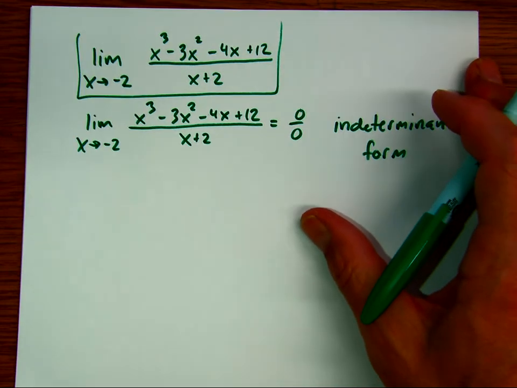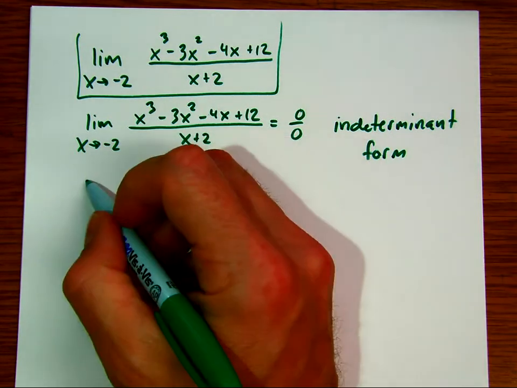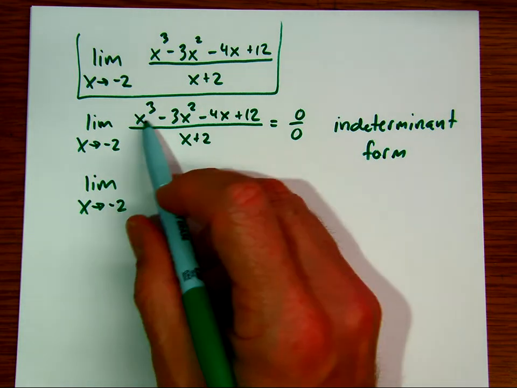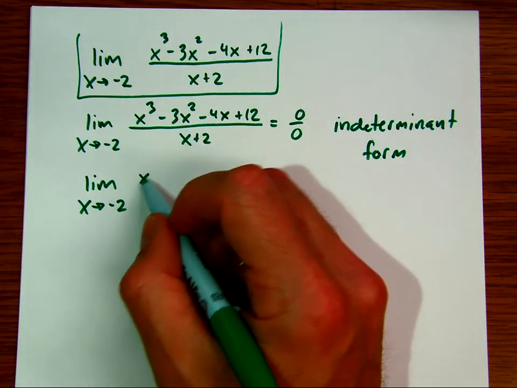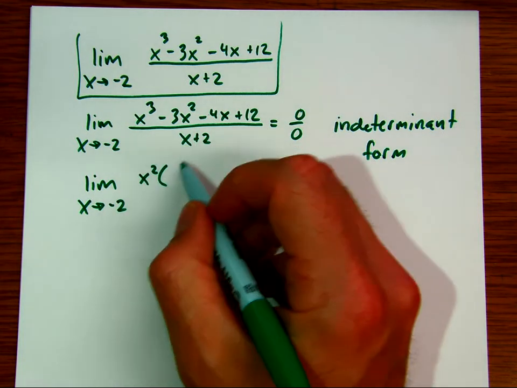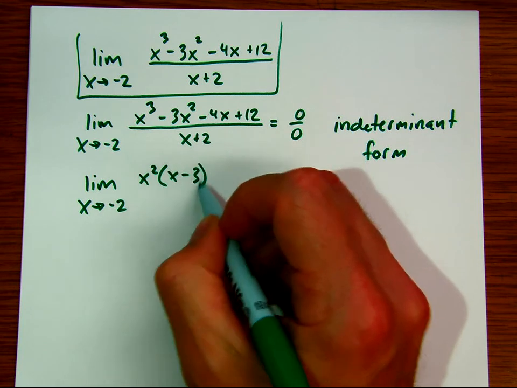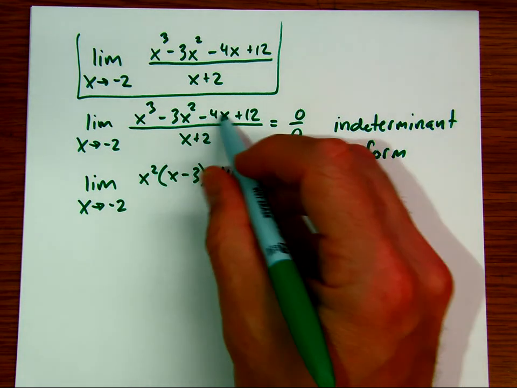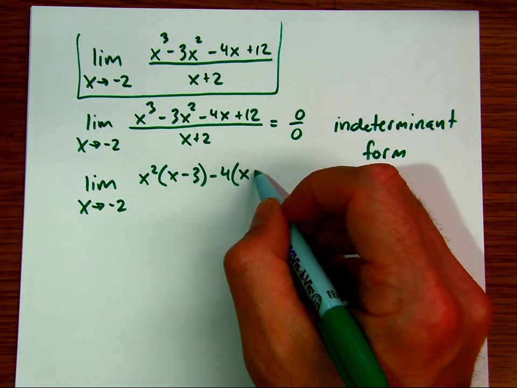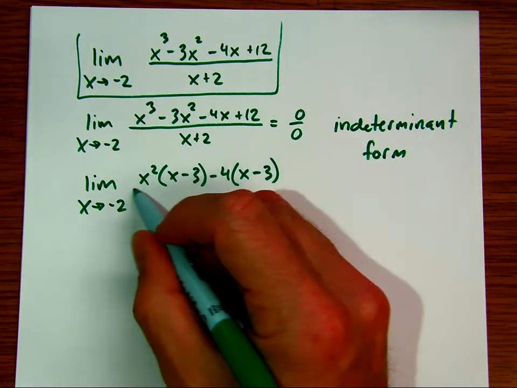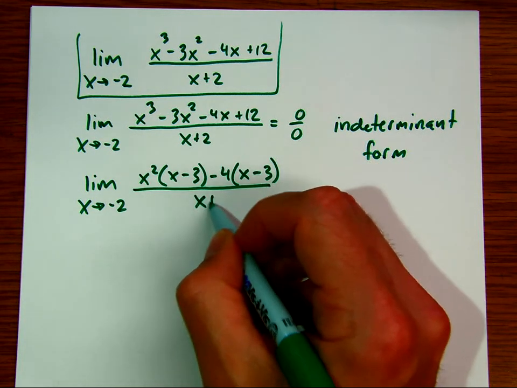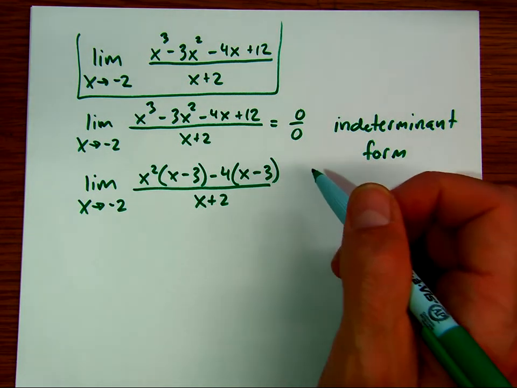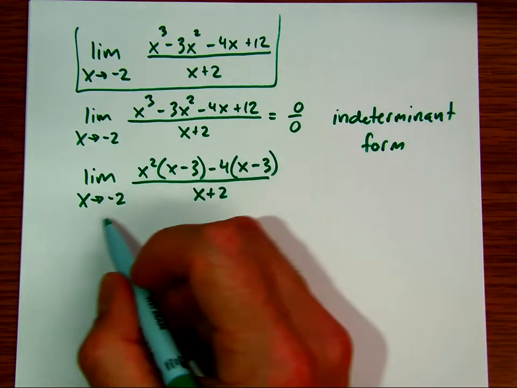So when you have polynomials, you're going to factor. So we can factor by grouping. Let's take an x squared out of these two terms. And we'll take -4 out of these two terms. And now we have a common factor of x minus 3.